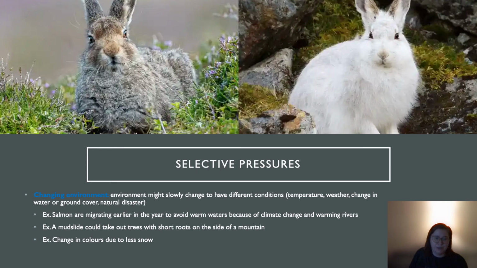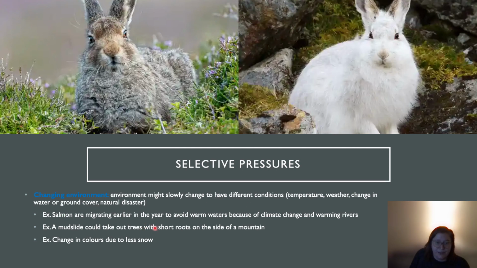The last selective pressure I'm going to talk about is a changing environment. The environment might slowly change to have different conditions. Temperatures changing because of climate change, weather, changes in water or ground cover, or natural disasters all could drive changes in the population. For example, salmon are migrating earlier in the year to avoid warm waters because of climate change and rivers getting warmer. If they used to spawn in August, now they might be spawning in June or July because the river will be cooler.